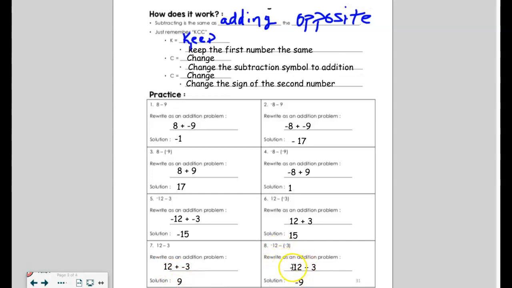Same thing for number 8. We have negative 12 plus 3. We keep the negative this time. So we have negative 9. So that is the basics of subtracting integers. Now I want you to do your practice sheet.